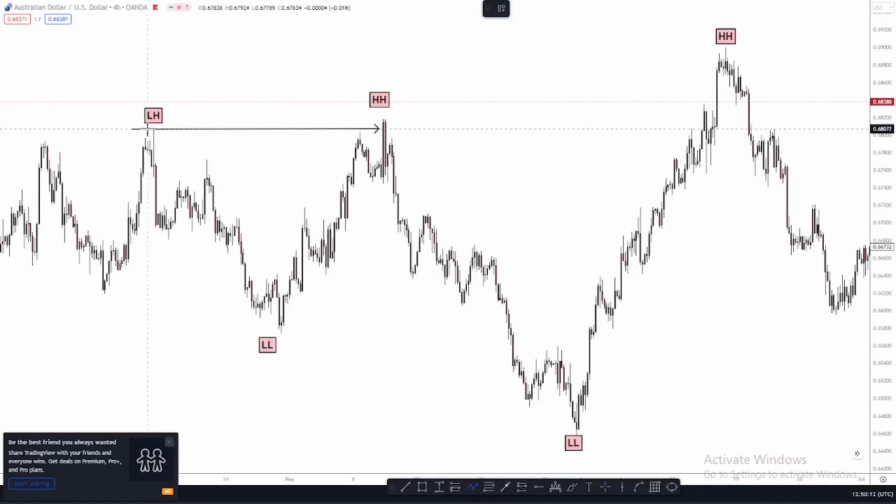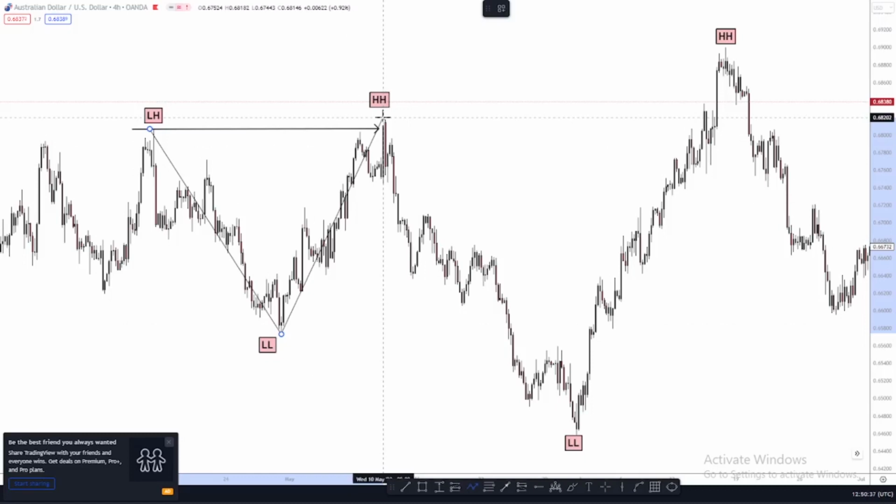So what do we have here? We have this lower high, which went on to create what? This lower low. So after this lower low was created, what did price do next? It went back up to create what? A new higher high.